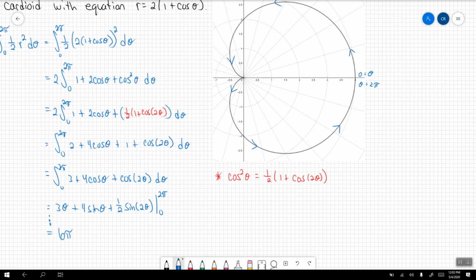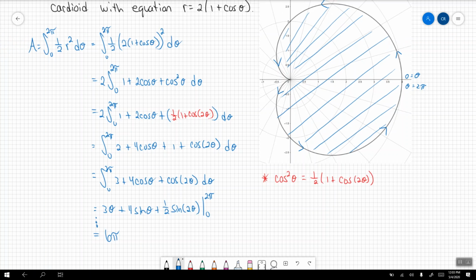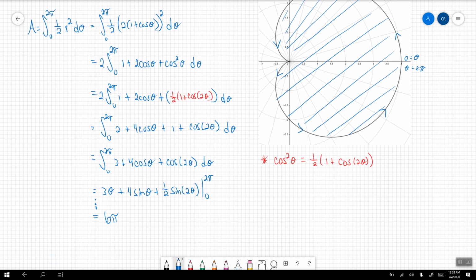Now, what does that mean for us? That means that the area right in here that we were initially looking at inside of this cardioid will be 6 pi. All right, looking pretty good.